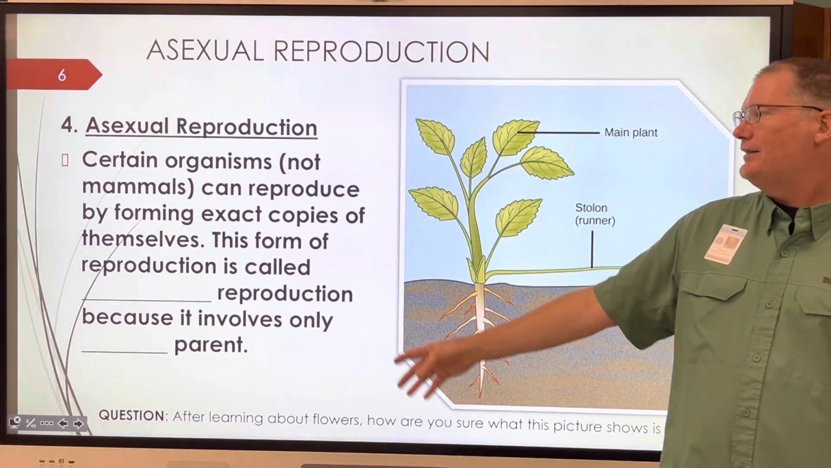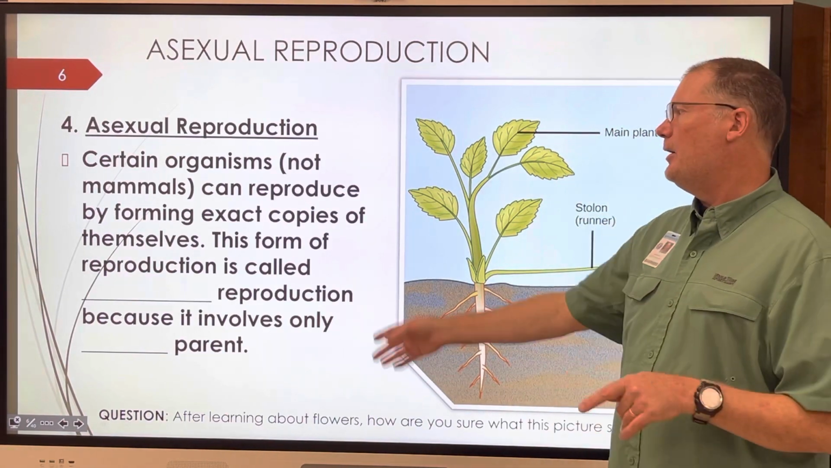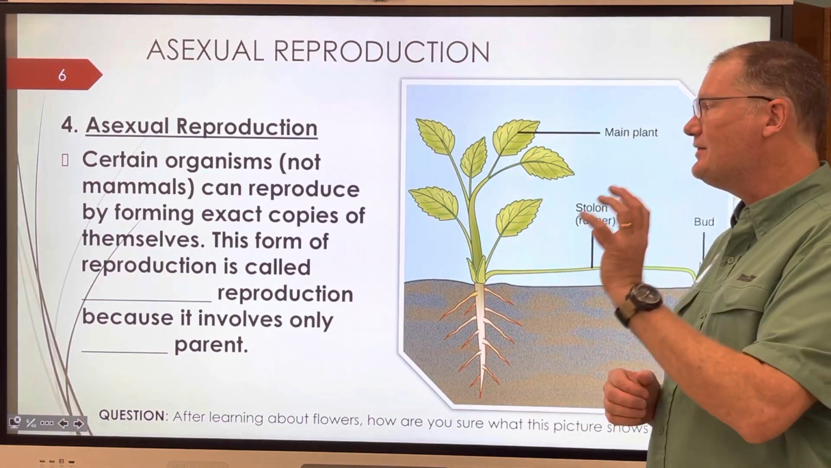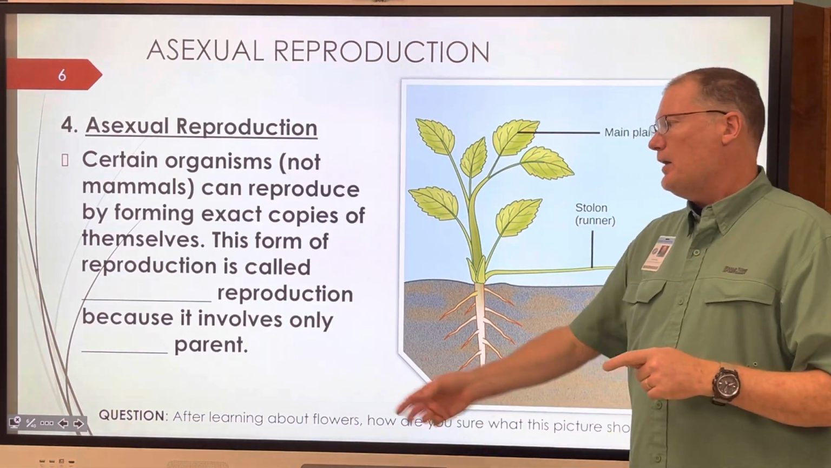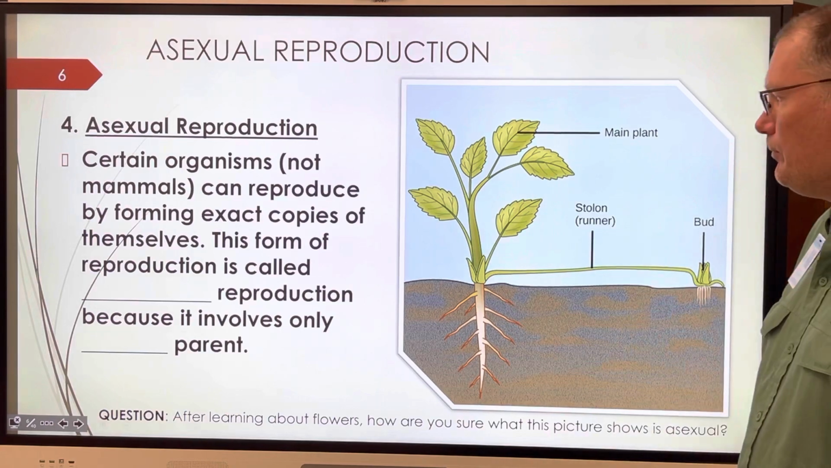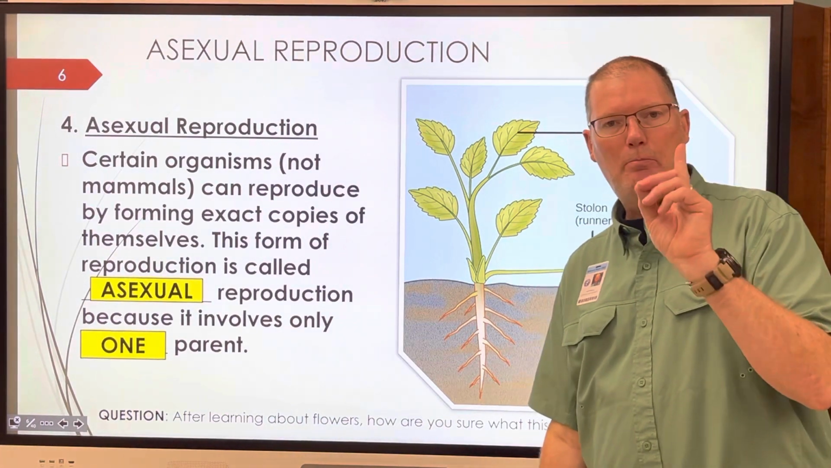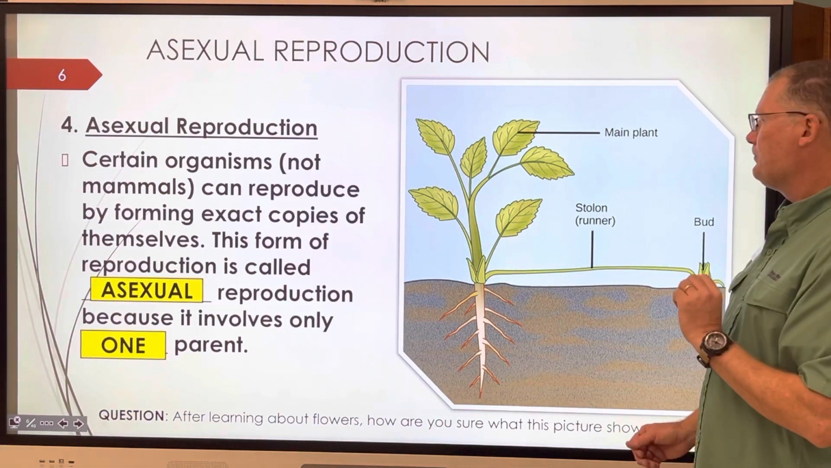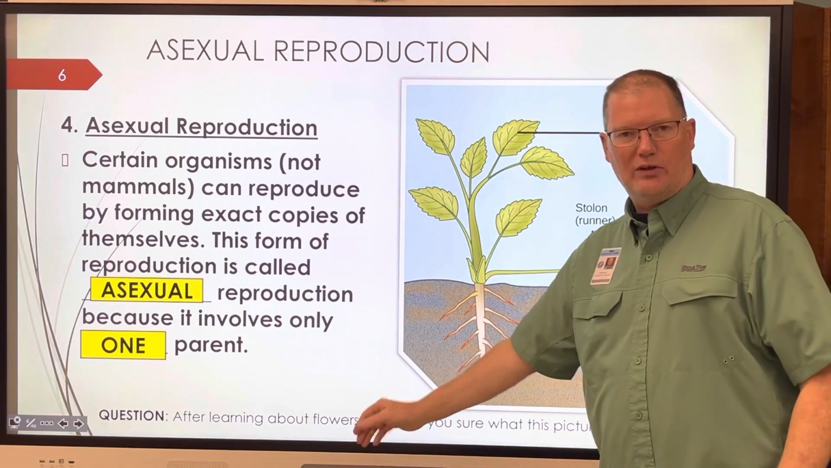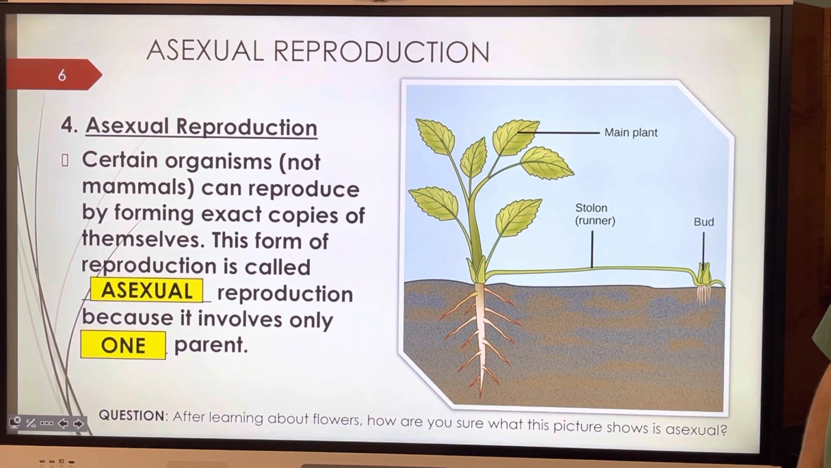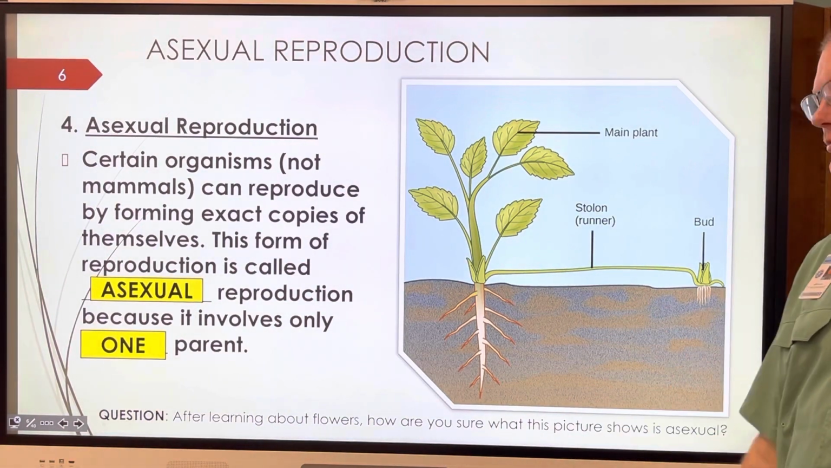Certain organisms, not mammals, humans are mammals, so not humans, can reproduce by forming an exact copy of themselves in several different ways. And this form of reproduction is called asexual because it involves only one parent. Okay? So here's an example, and here's a question in your notes about that. So make sure that you get this question answered either now if you have a chance or later, okay?